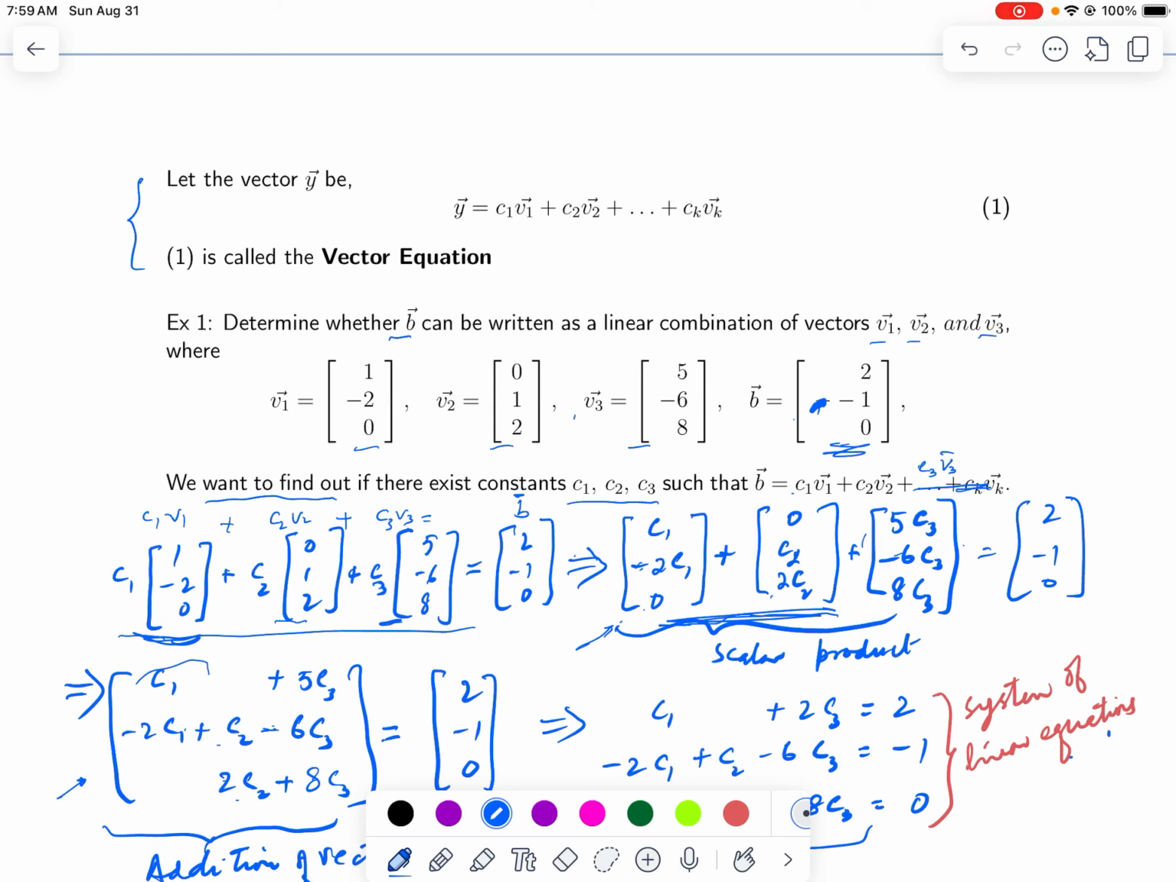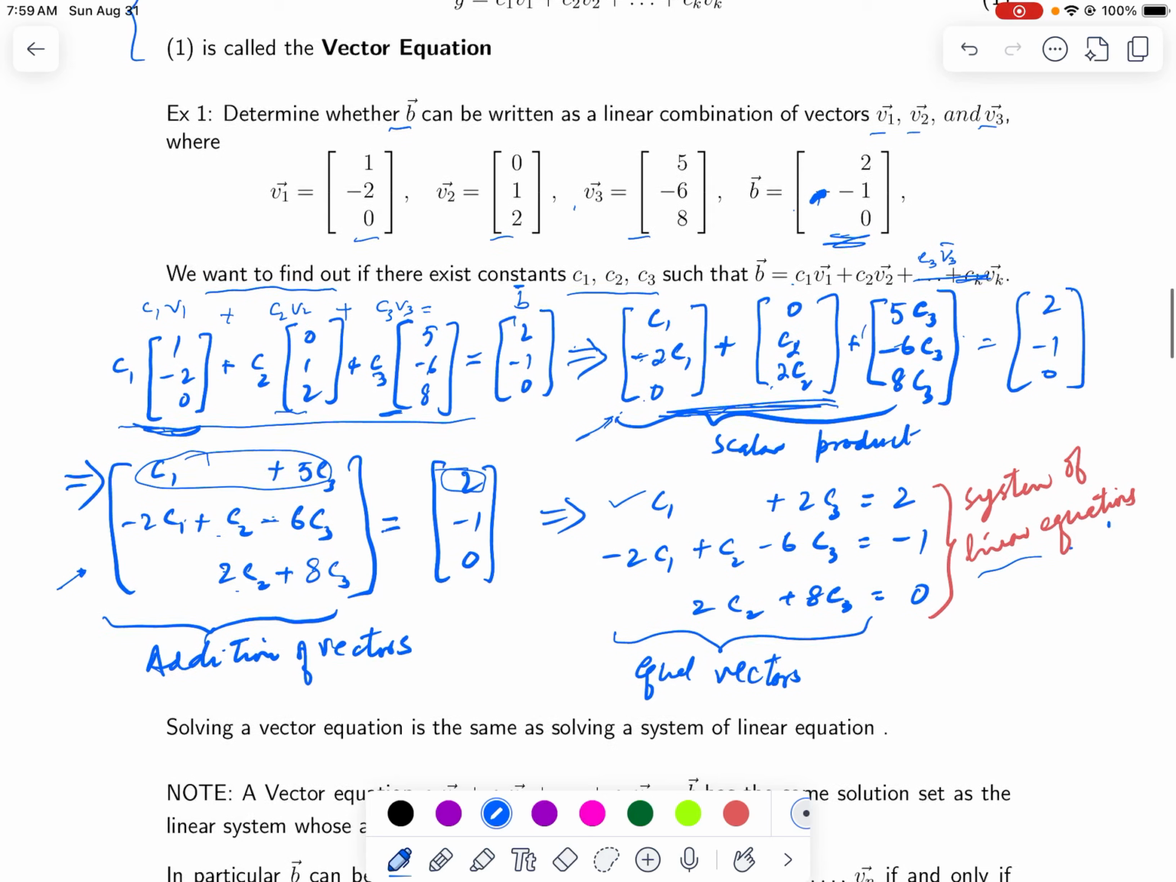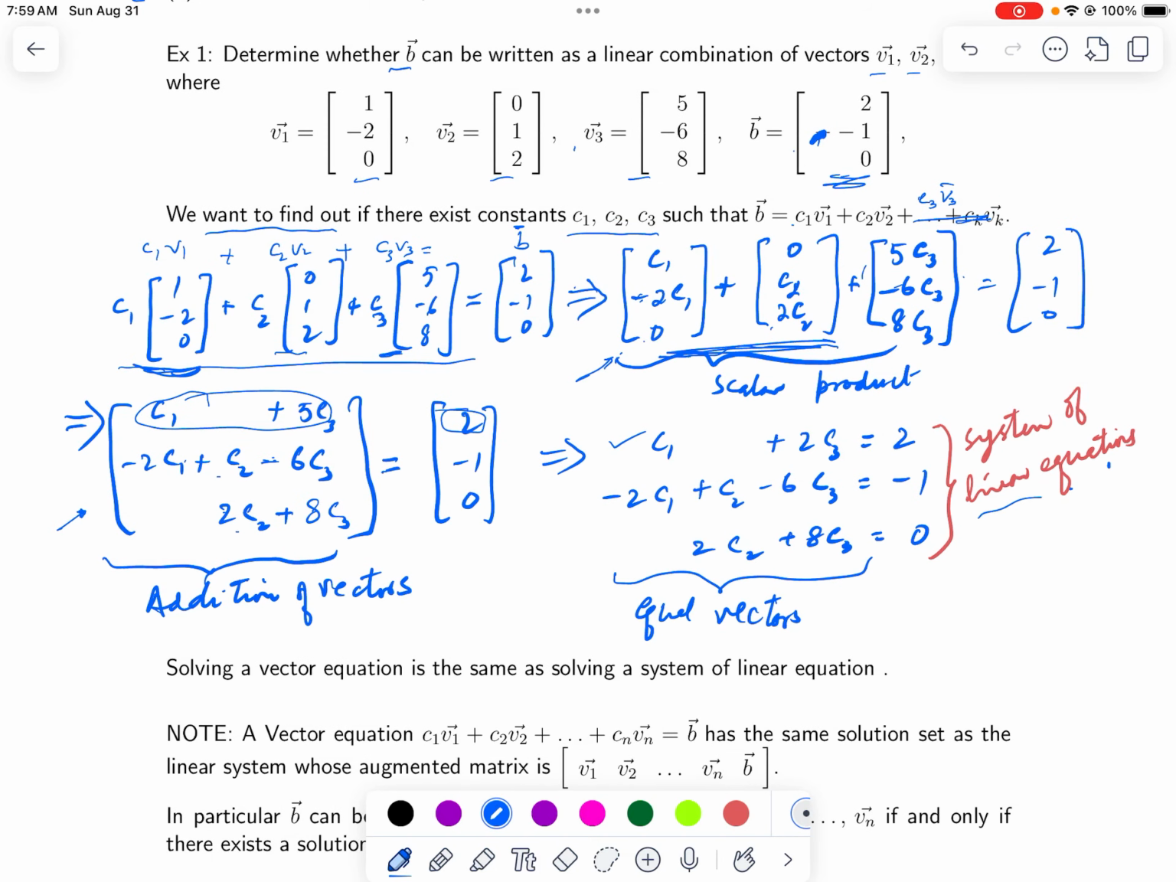So the first entry over here should be the same as the first entry here. So that is what I wrote over here. In the same way, we put the two second entries equal to each other and the third entries. So what we get is a system of linear equations. So what does that show us? I haven't actually solved the problem, but what I have shown you here is that solving a vector equation is the same as solving a system of linear equations. And now, how to solve a system of linear equations? This is something you have learned in section 1.1.